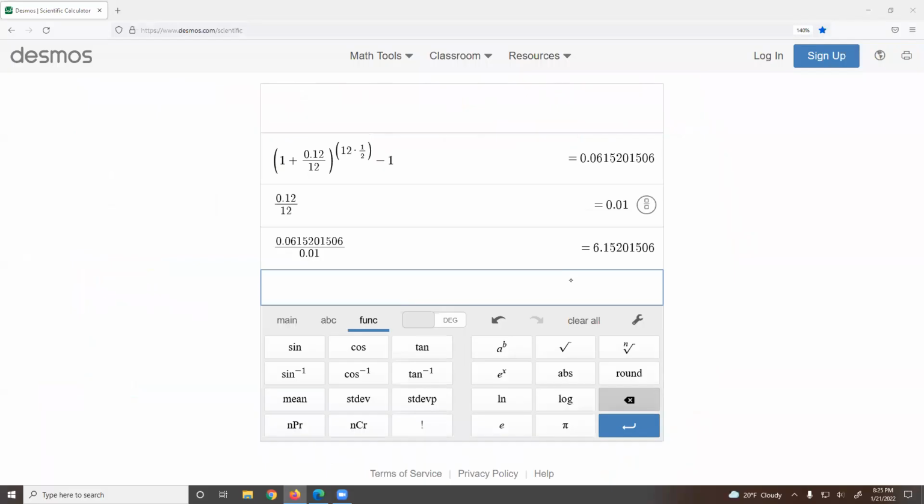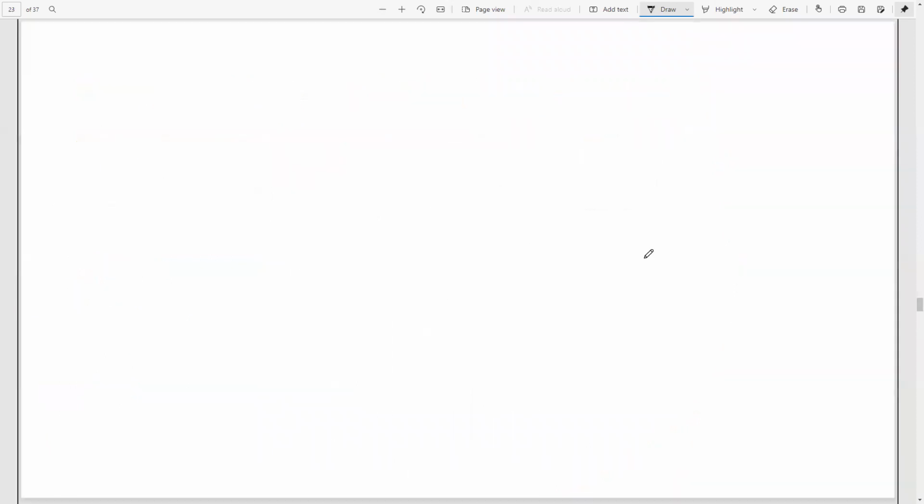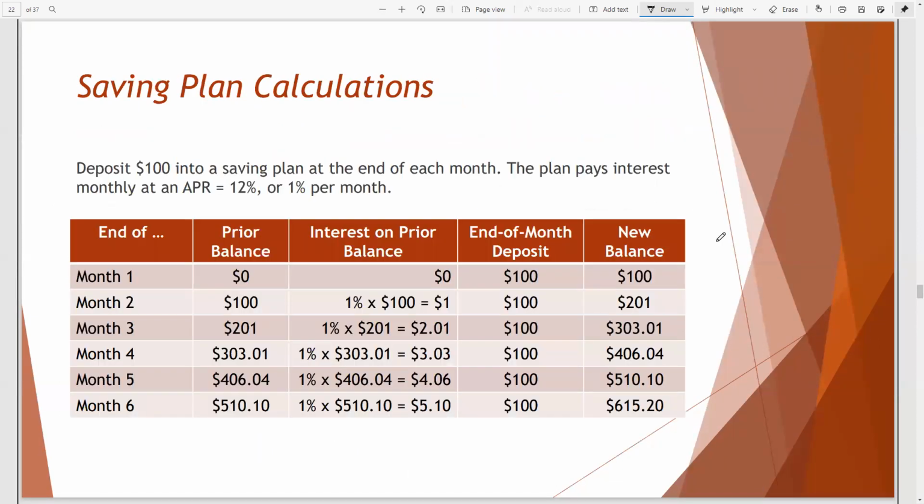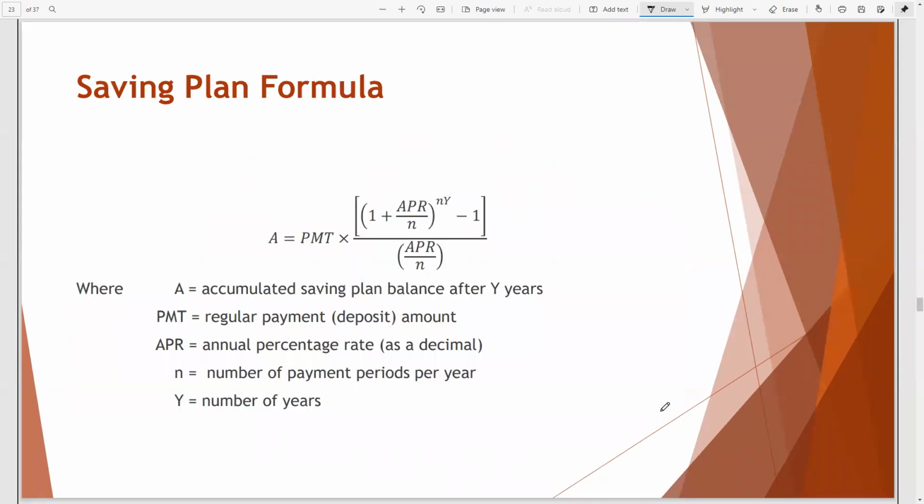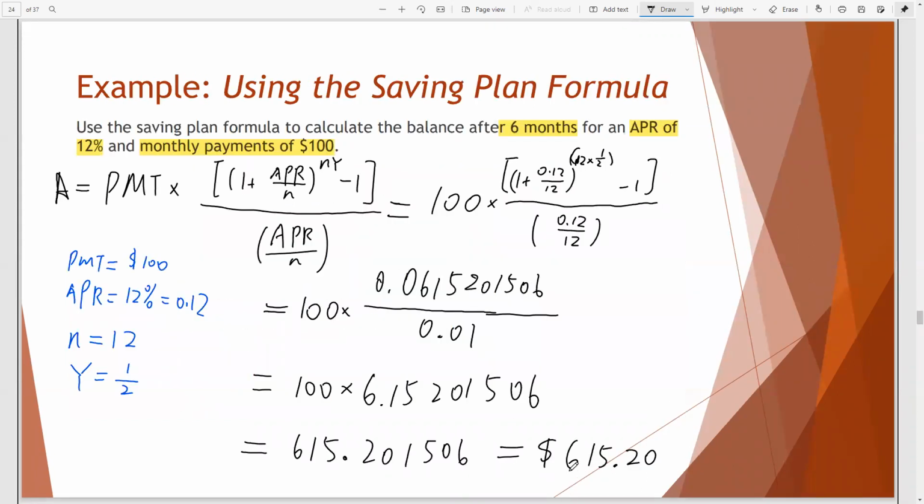When you have a good calculator to help you, showing you what you have done step by step, you can get the quotient easily. And compared to our table results, $615.20 is the balance you get at the end of month 6, right?